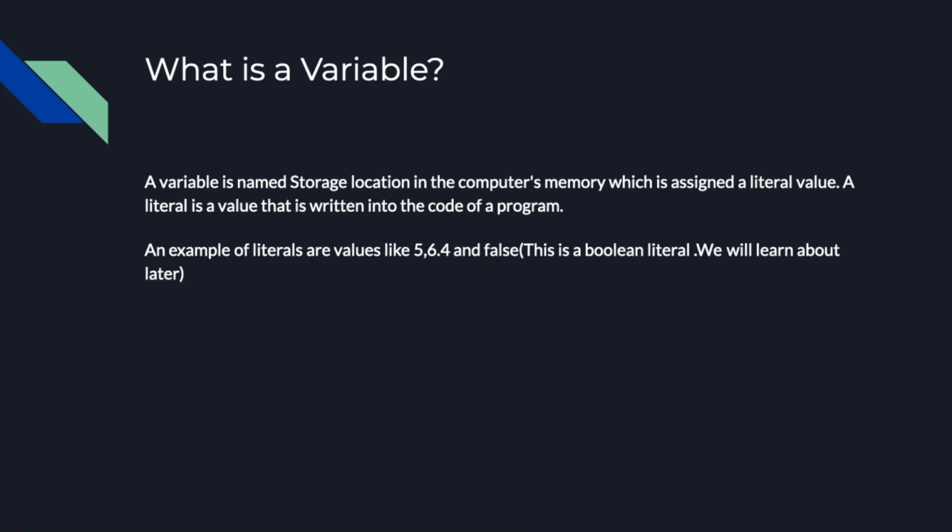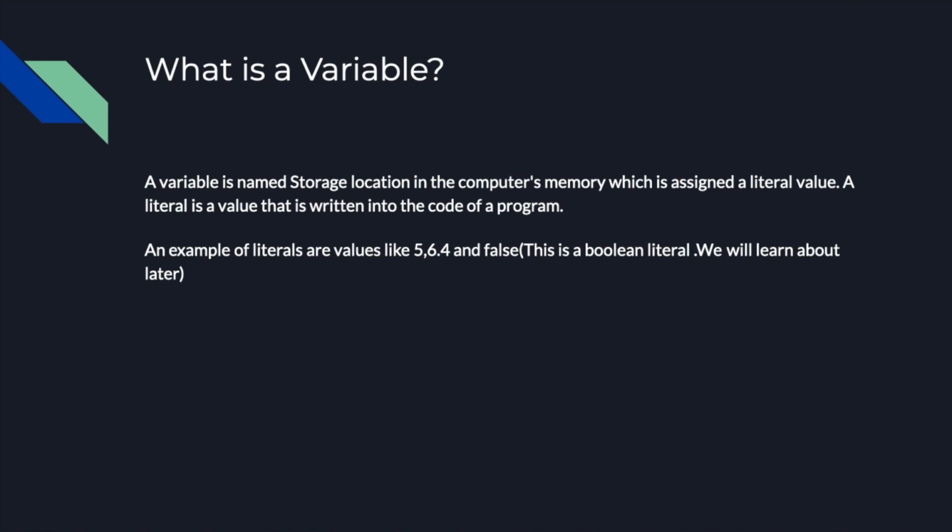What is a variable? A variable is a named storage location in the computer's memory, which is assigned a literal value. A literal is a value that is written into the code of a program. Examples of literals are values like 5, 6.4, and false. False is a Boolean literal. We're going to learn about Booleans later, maybe in part 2, maybe in part 3. I don't know, but as soon as we get there, we will know. It's going to be great.